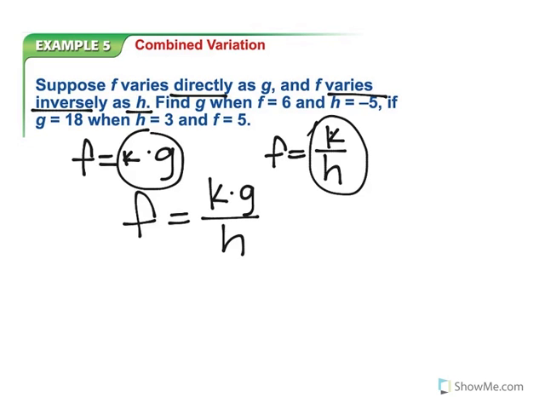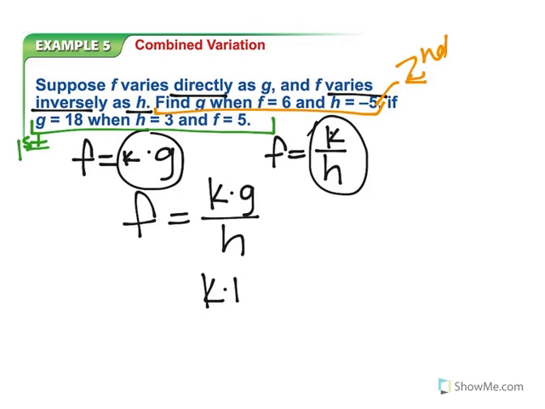And the first thing we have to do is solve for k first. Okay, so we have to use, let's see, it says find g when f is 6 and h is -5. So this is going to be our secondary information. And here, this is going to be our primary information that we have to use first. Okay, so let's plug and chug. We know g is 18. So we have k times 18 over, we know h is 3, so divided by 3, and we know f is 5, so equal to 5.